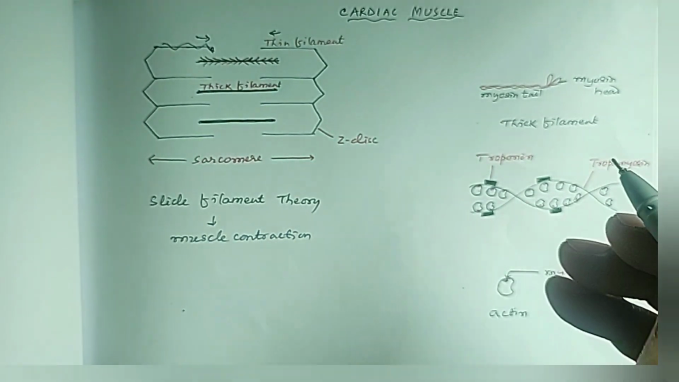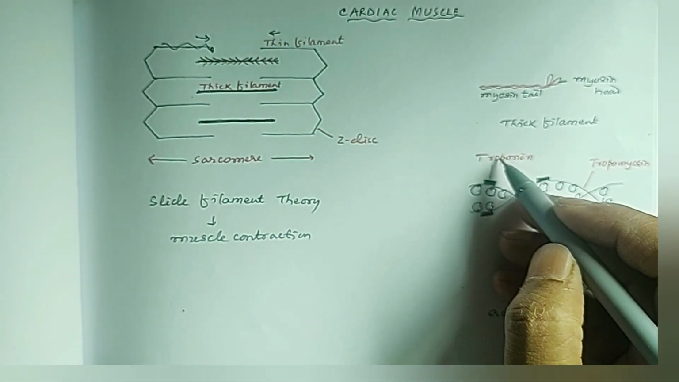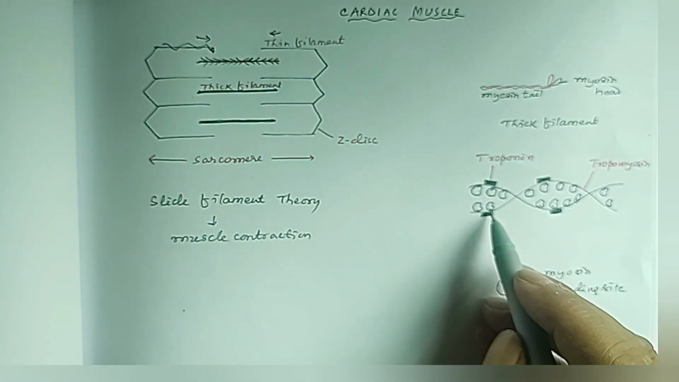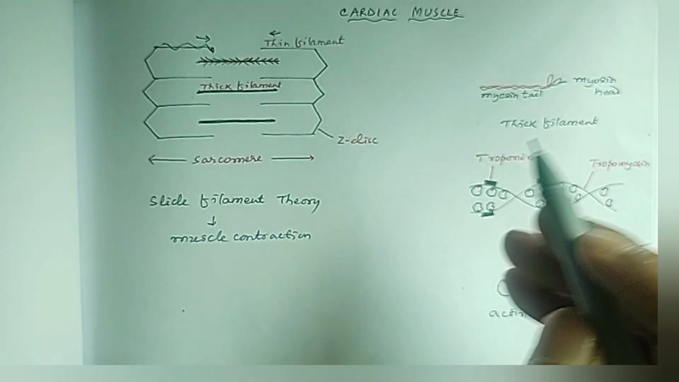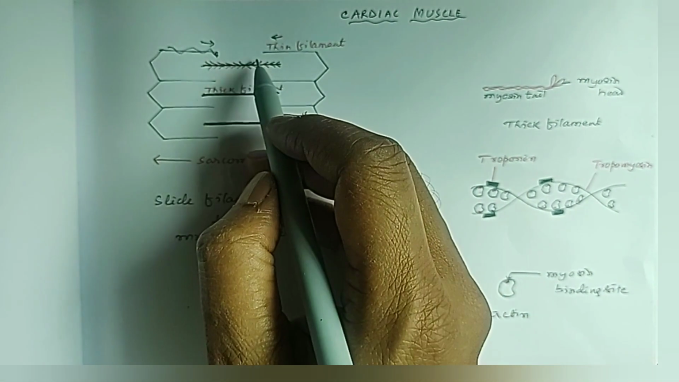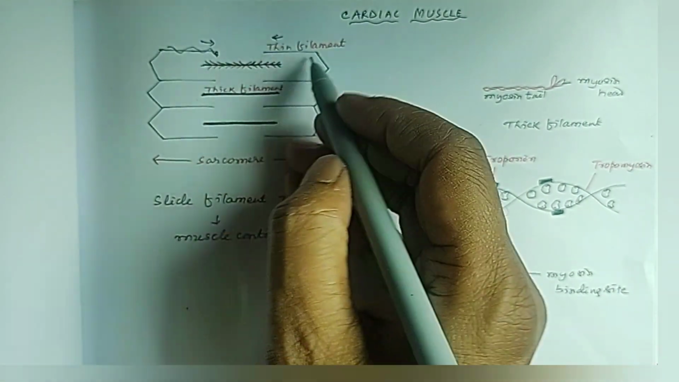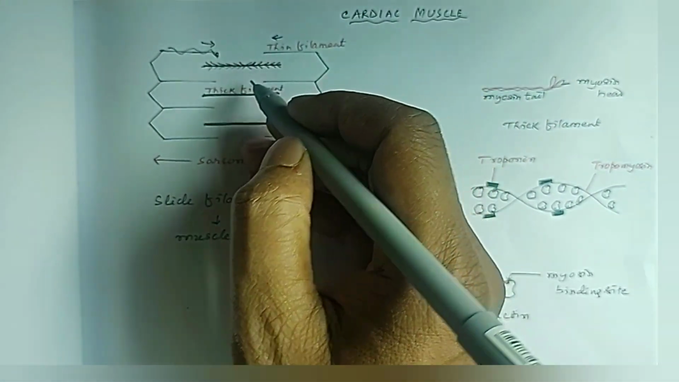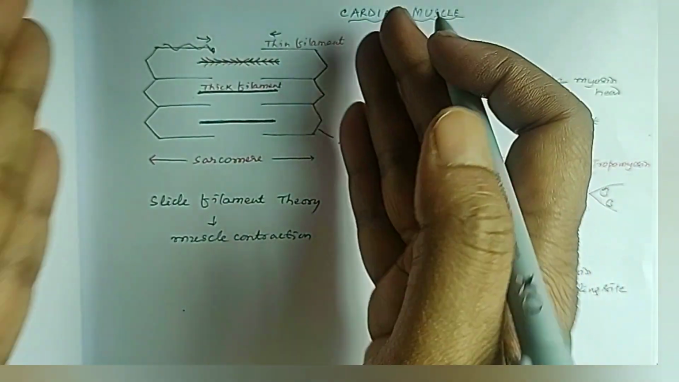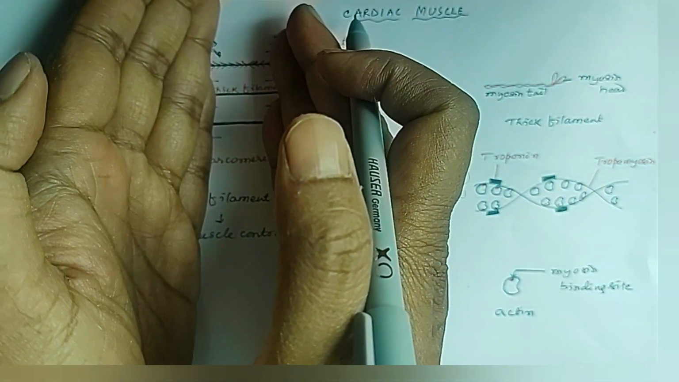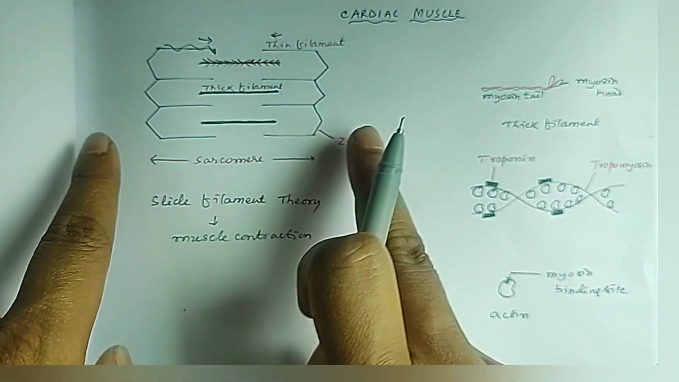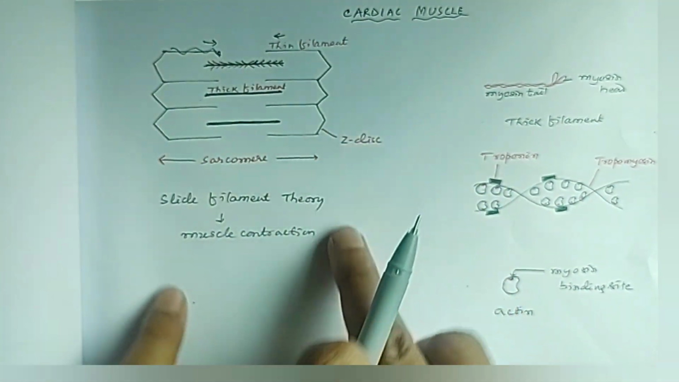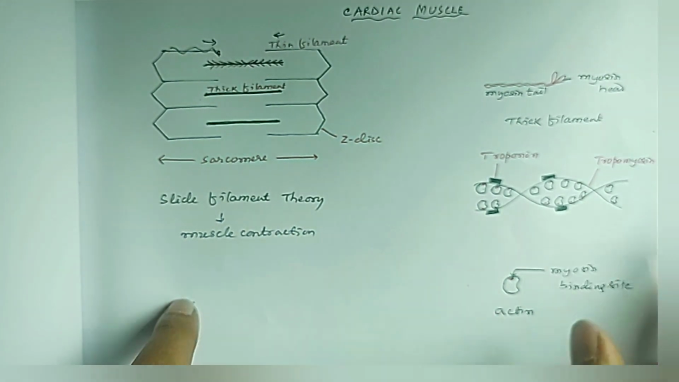So calcium can bind to this troponin and displace the tropomyosin, so that the myosin binding sites of actin will be exposed, and myosin heads will now bind to the actin, and they will pull the thin filament towards the thick filament, and because of that there will be sliding of thin filaments, and there will be contraction towards the Z disc, and that will result in contraction of cardiac muscles.